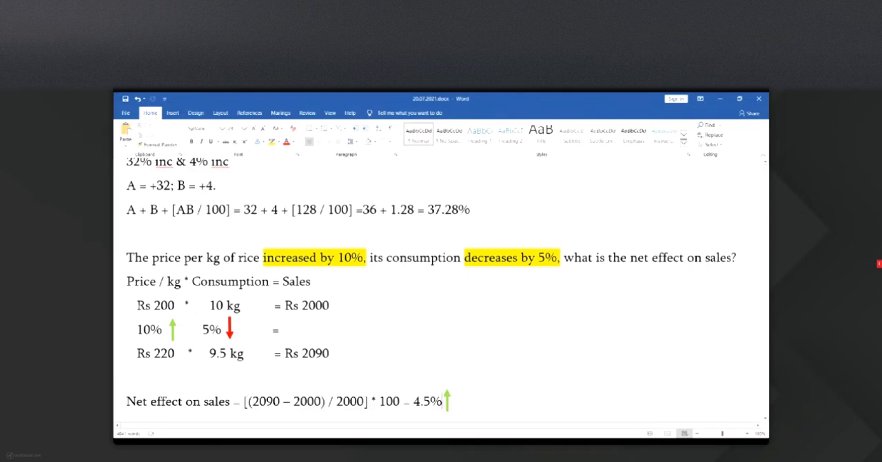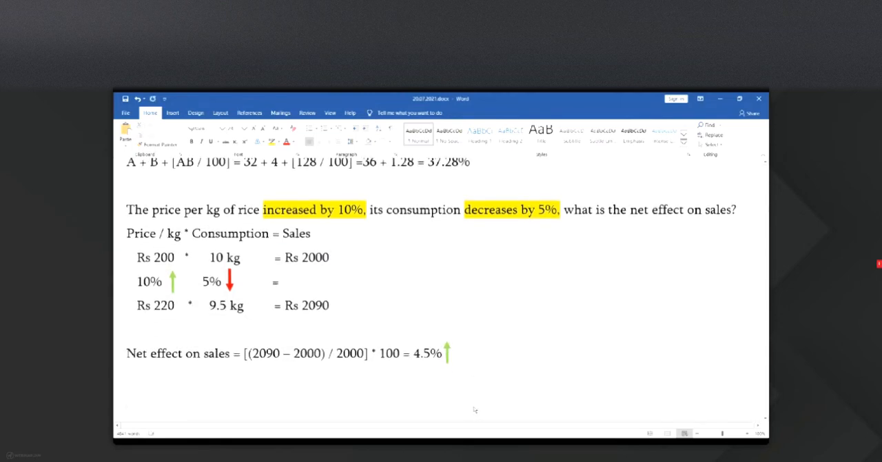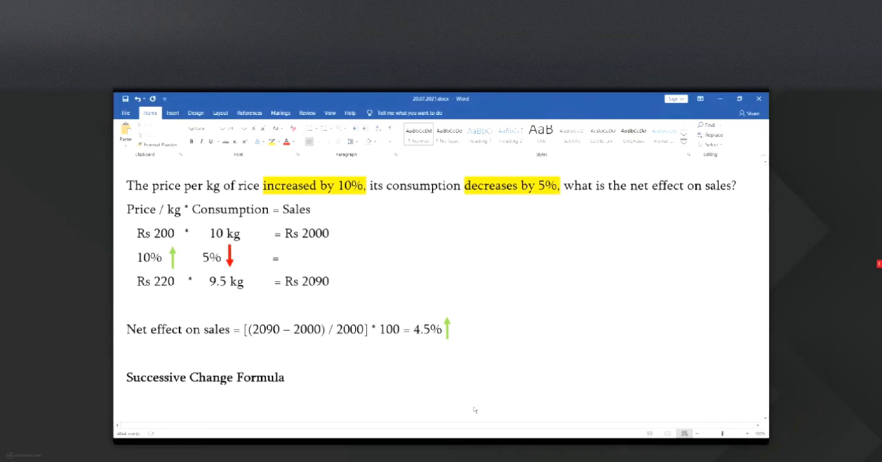But doing all this is difficult. Think about how you can use the successive change formula. Where you can simply use the successive change formula and then get the answer. So for this, what you can do is A plus B plus AB divided by 100, right? This will give me the net percent change, which is what we want, right? We want the net percent change.